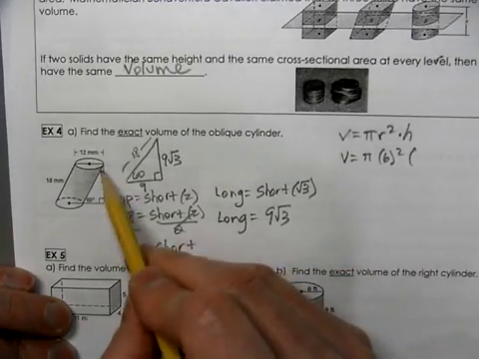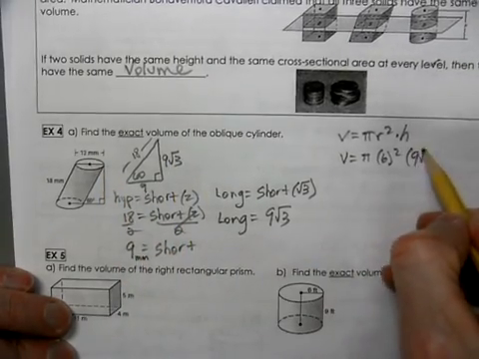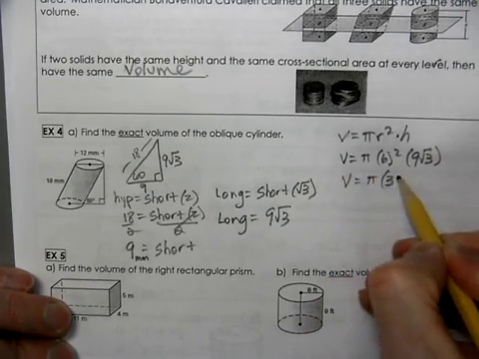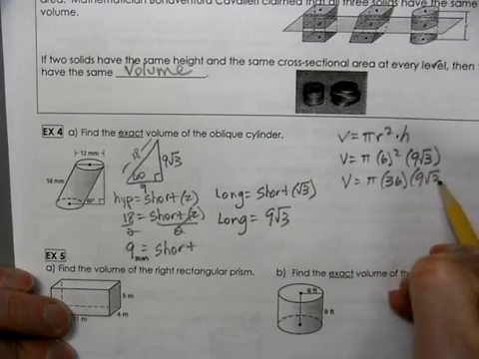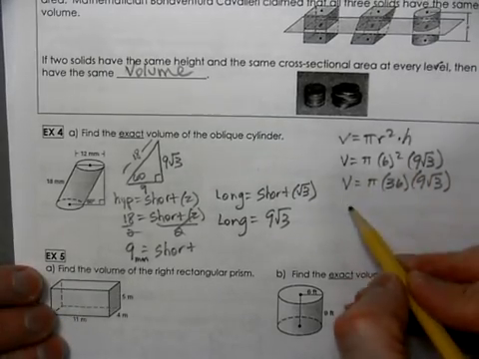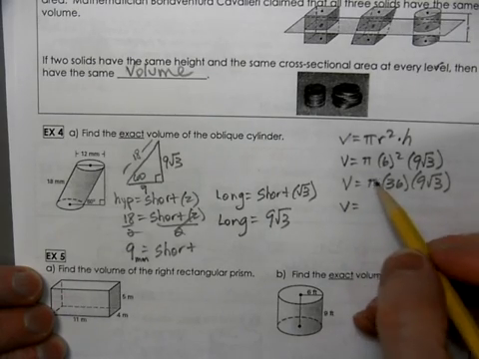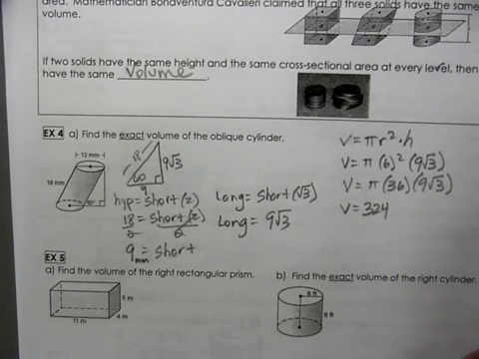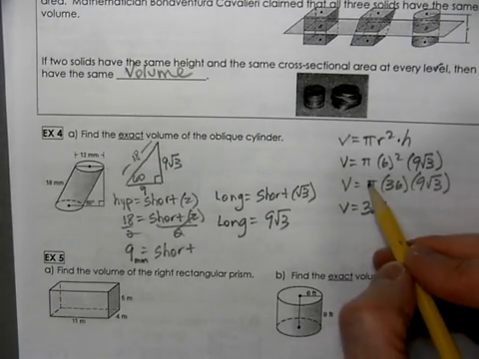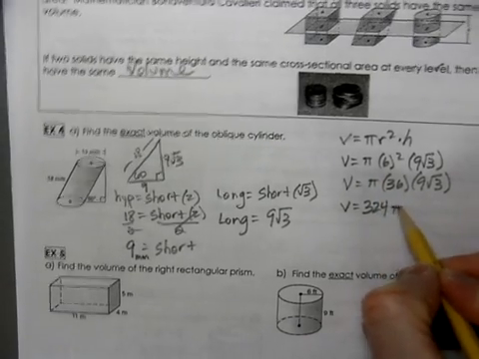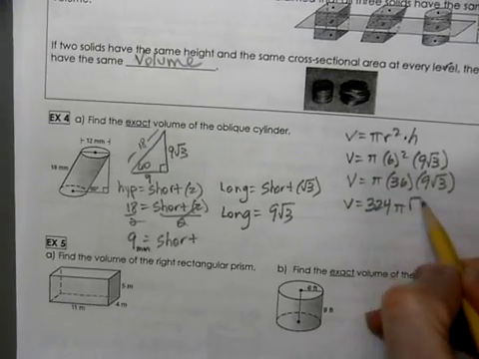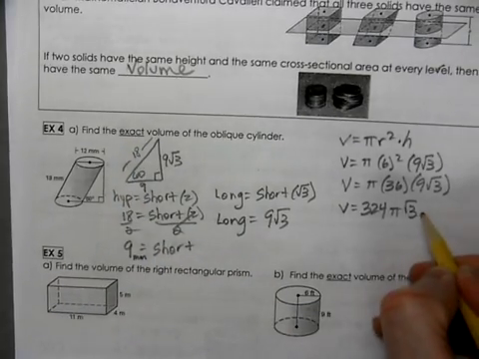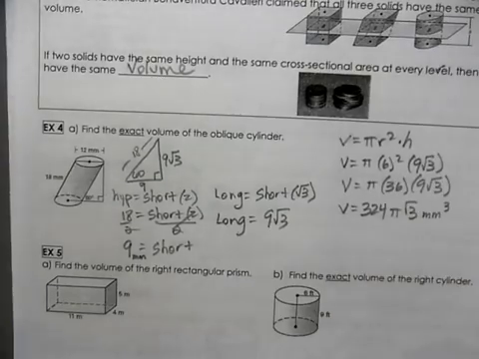And the height is 9 root 3. So this comes out to be 36 times 9 root 3. Well, 9 times 36, with your calculator, you could see that that is 324. We'd still have the pi symbol, and then we'd still have the square root 3. That would be considered our exact value, and this is millimeters cubed.